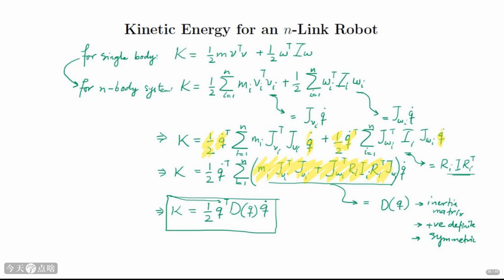The final expression for the total kinetic energy can be written in terms of the joint velocities q dot and the robot's configuration q. Often, it's expressed as 1/2 q dot transpose D of q times q dot, where D of q is the inertia matrix, a symmetric positive definite matrix that depends on the joint positions q. This matrix D of q is central to the dynamic equations of motion.